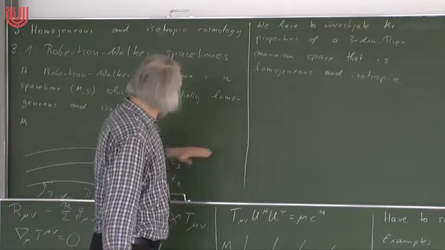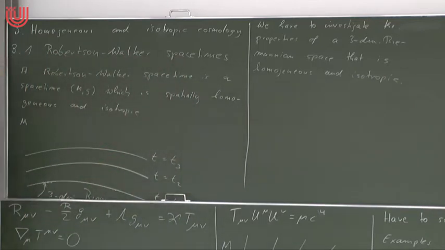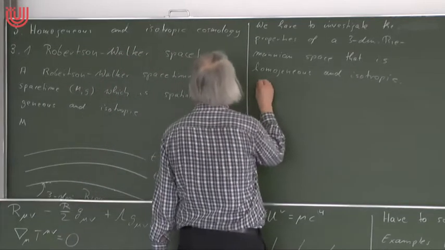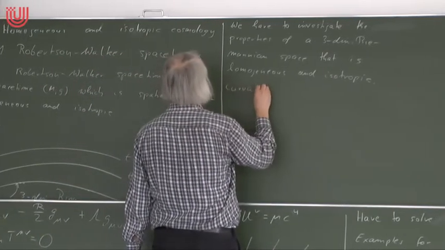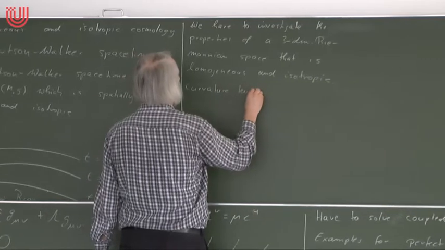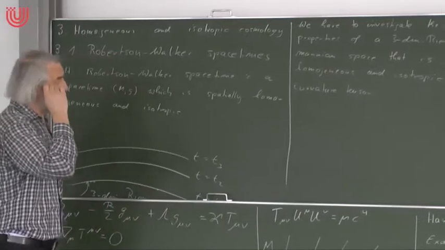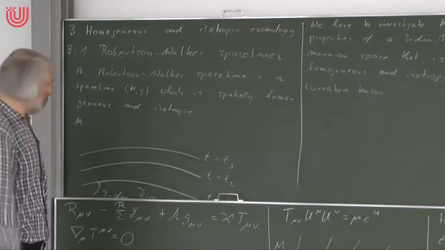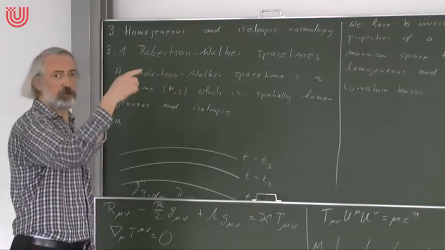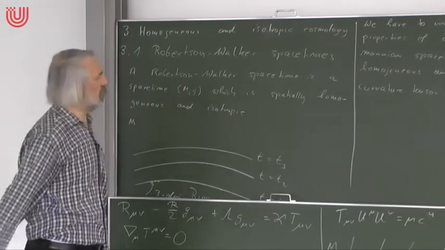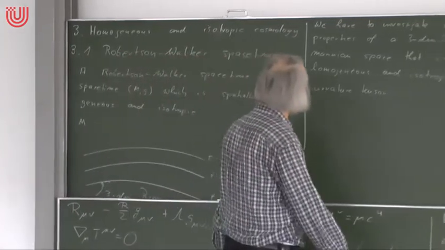Now we are talking about three-dimensional submanifolds. So for this three-dimensional submanifold, I use Latin indices. If the space-time is homogeneous and isotropic, the properties of the curvature tensor should reflect these properties. So they shouldn't distinguish a particular direction, and they shouldn't distinguish a particular point in this three-dimensional manifold, and that's what we use now.